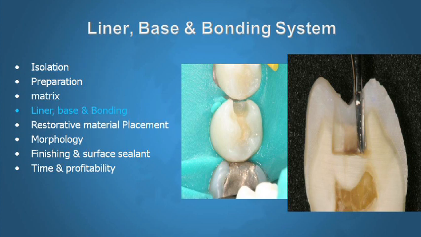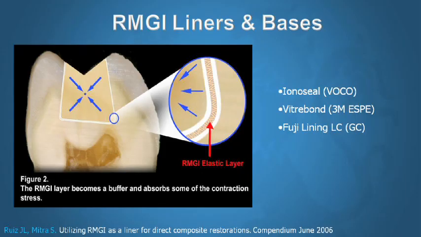The next thing is liners and bonding systems, and certainly I'm pretty partial to using liners only when we have very deep preparations. If we have anything that is like 4 millimeters or more, definitely a liner is very desirable. I like to use liners like Ionosil from Boco, or Vitribond from 3M, or Fuji lining from GC. Those liners are very useful, and I like to put them only, again, on the very deep areas.